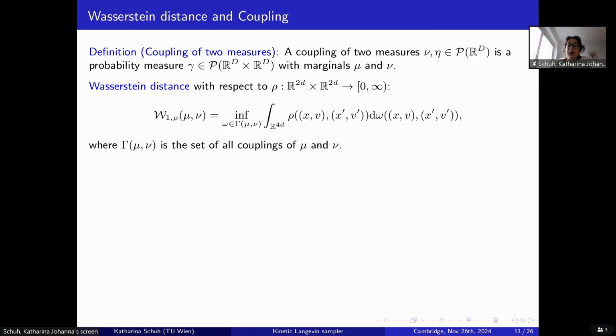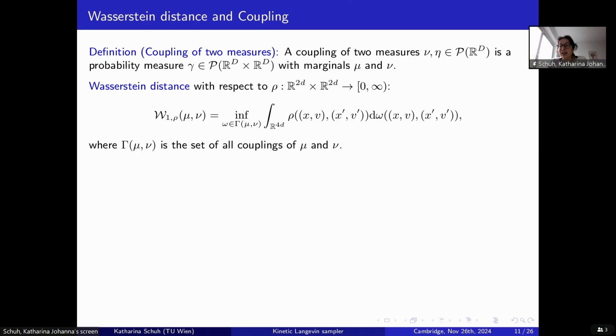such that this probability measure omega has marginals mu and nu. And then the Wasserstein distance with respect to some distance rho, which doesn't need to be the Euclidean distance. Here I look at the Wasserstein 1 distance. This is just given as the infimum over all possible couplings between mu and nu of the integral of this distance rho with respect to this probability measure omega. Yeah, this is the distance we are interested in.